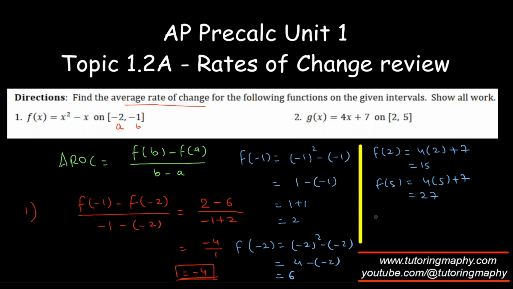So that's going to look like AROC will be f of 5 minus f of 2 over 5 minus 2. F of 5 is 27, f of 2 is 15, over 3. I think this will be 12, right? 27 minus 15 is 12, and 12 divided by 3 is 4. So the answer is 4 for this one. That's nice. Next question, feel free to try these two questions. It's pretty much on similar grounds. All right, look into it as well.